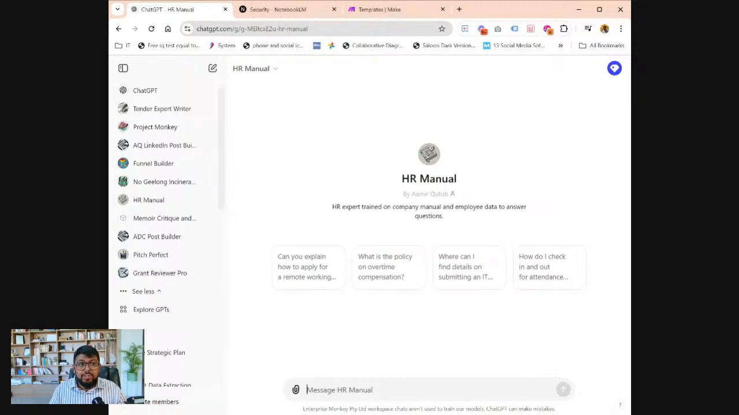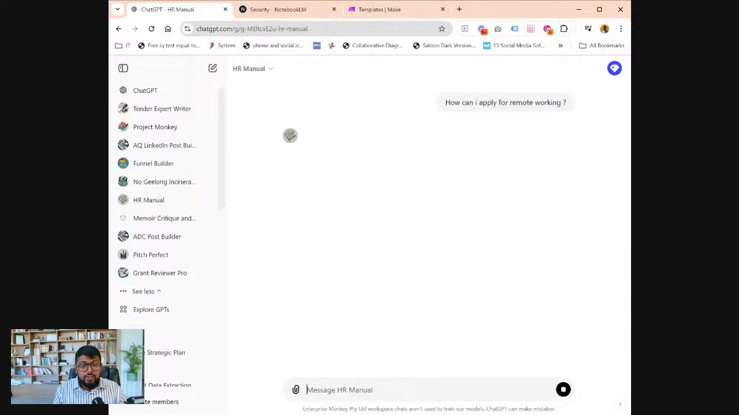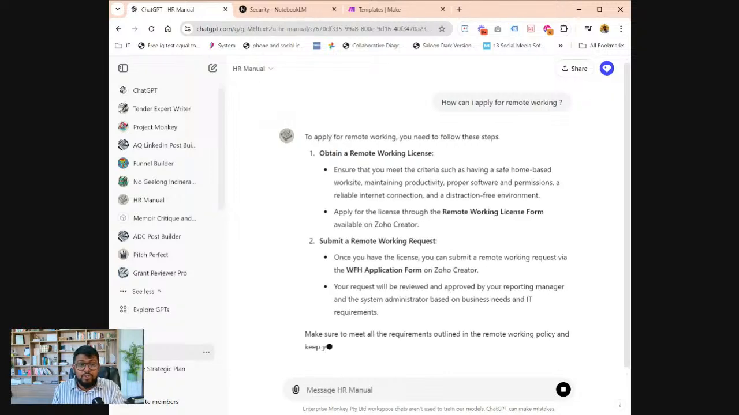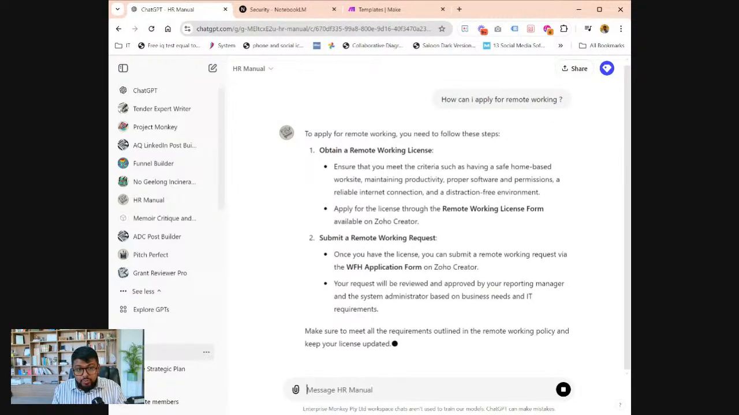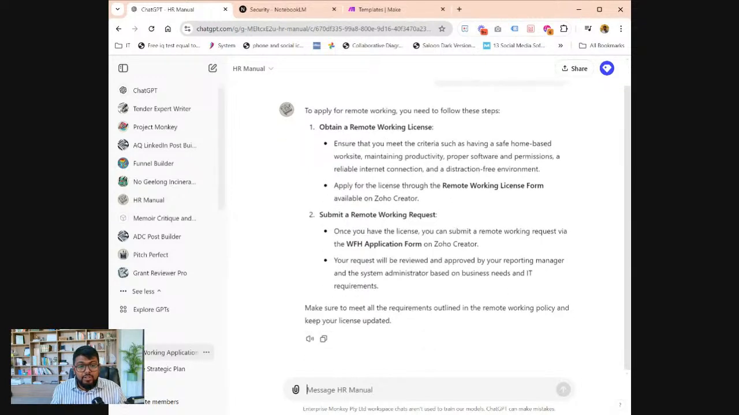So HR Manual is a tool for our team members if they've got any query, rather than digging into the procedures or reaching out to the HR team, they can just type the question over here and say, how can I apply for remote working? And what it does, it goes back to my knowledge base and then identifies the steps, and it comes up with the steps, say obtain a remote working license, apply for the license through the remote working license form available on Zoho Creator. Once you do that, do this, and do that.